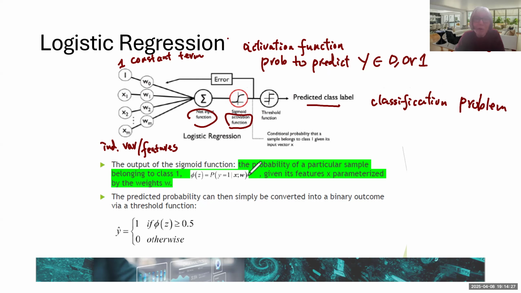Previously I also explained that based on the sigmoid function's output, if it is greater than the threshold of 0.5, then you predict 1. Otherwise, you predict 0. So it's either that class or not that class.